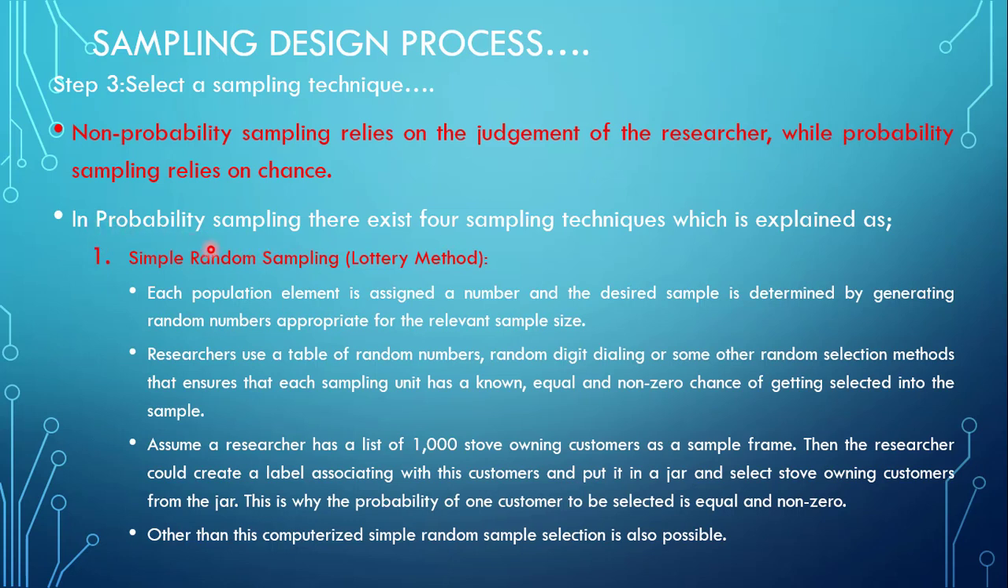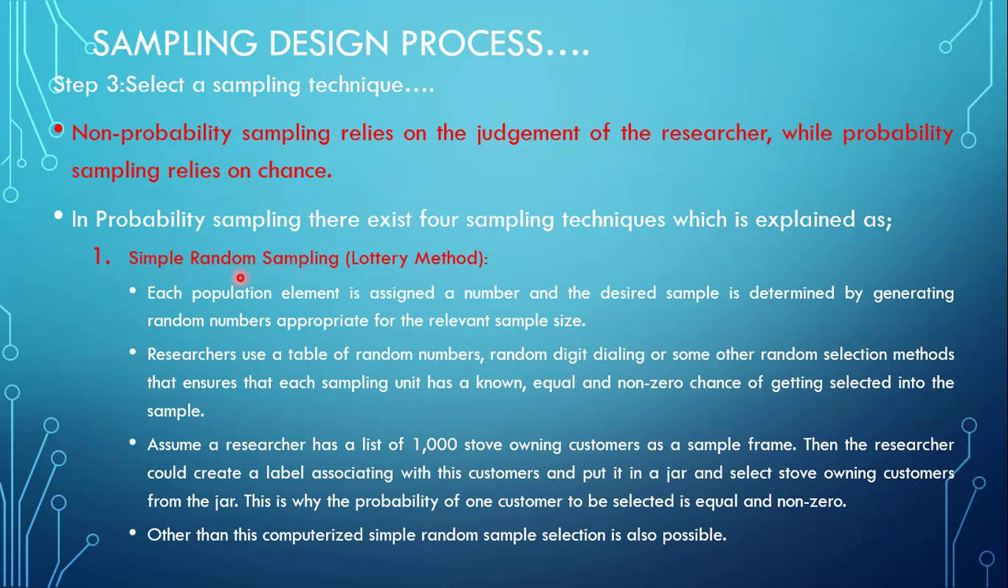So in the probability sampling, we have simple random sampling. Simple random sampling is also known as lottery method. It is the same thing. Lottery method and simple random sampling are similar. They are interchangeable names for one another, right? Simple random sampling is also known as lottery method, but widely it is used as simple random sampling.